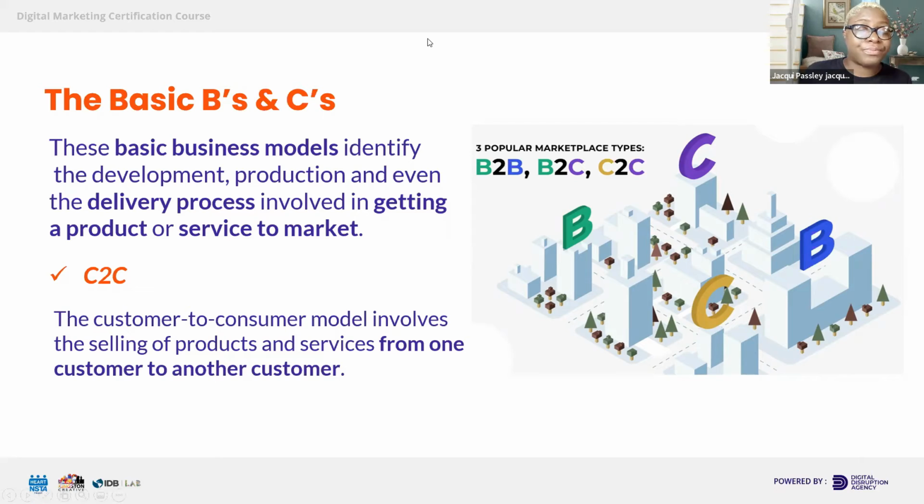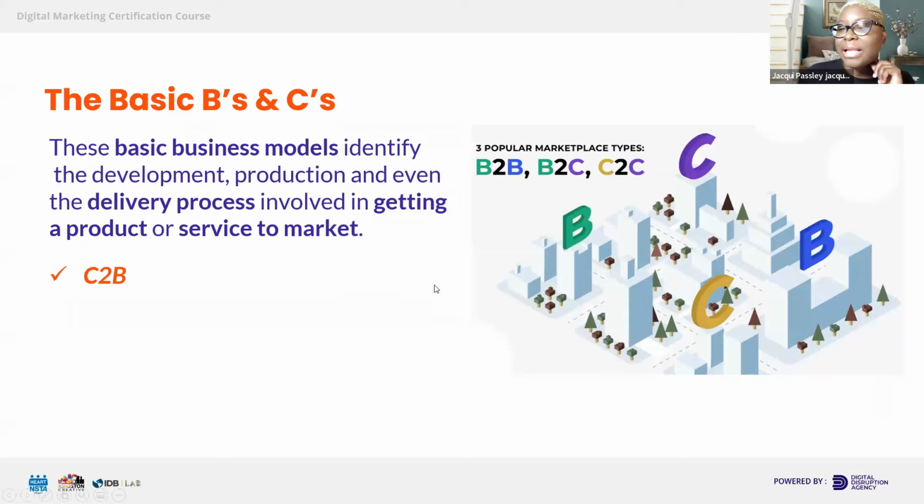Let's think of some other C2C. My brain just went blank. But pretty much it is when you as the customer are putting up something for another customer. You're not necessarily a brand or a business, but you have some item that you want to sell, and you're selling it to another customer. That's what C2C is. What I want you guys to do is pay attention to the B's and C's, because when we go to types of businesses, we're going to try to fit them into the B2B, B2C models, right? And see where they fall in that model. Sorry, when we talk about types of business structure.